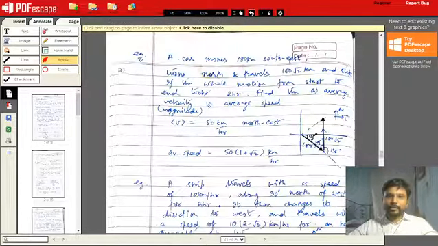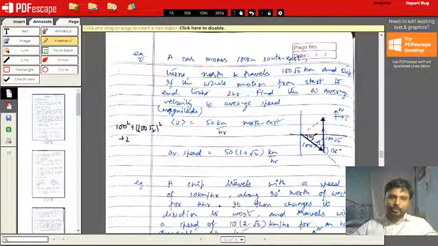So while doing vector addition, we use the square root of a square plus b square plus 2ab cos 135 degrees.